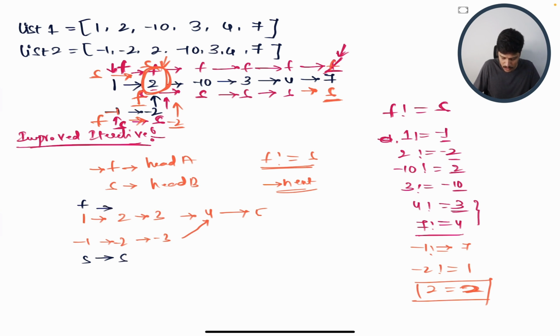We will move both of them to the next, and 2 and -2 are not equal, so both of them will move to the next. And here, both of them are not equal, so both of them will move to the next. Okay, at this point of time, both are pointing to the same node, which is nothing but 4. So the intersection point is nothing but 4.